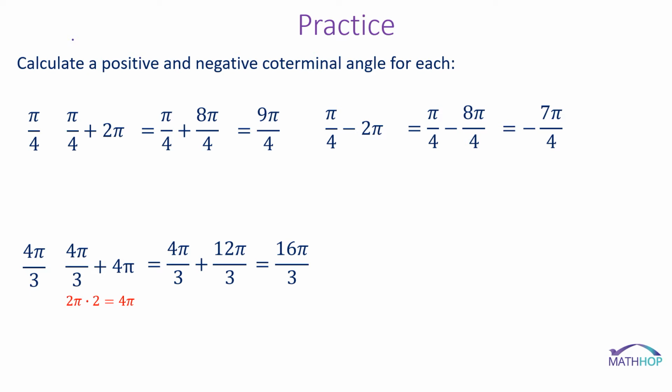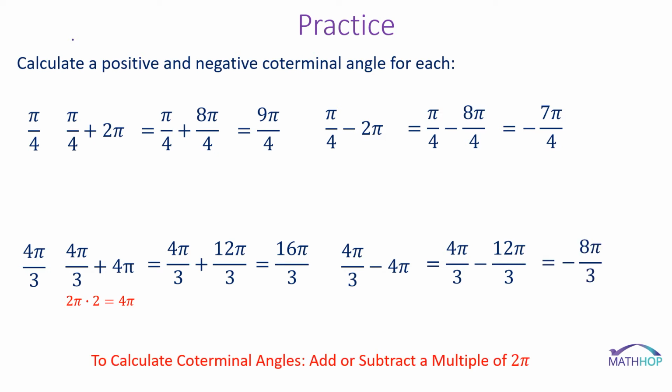Now let's subtract 4 pi. So we're going to go in the negative direction, or in the clockwise direction, 2 full rotations. 4 pi over 3 minus 4 pi is the same as 4 pi over 3 minus 12 pi over 3. We get negative 8 pi over 3.